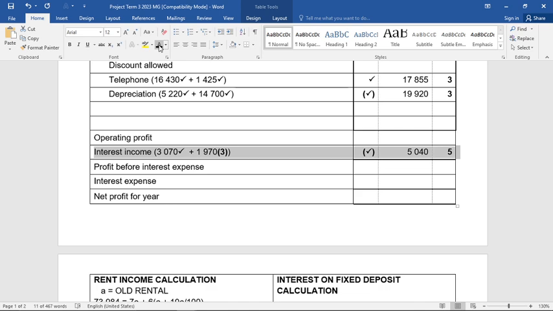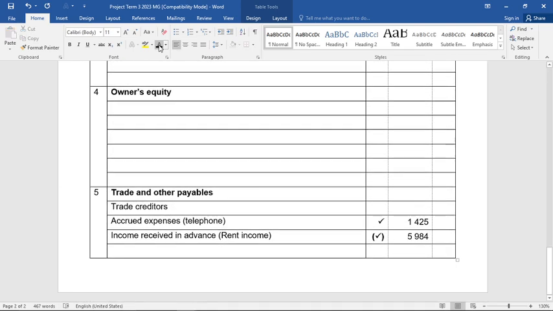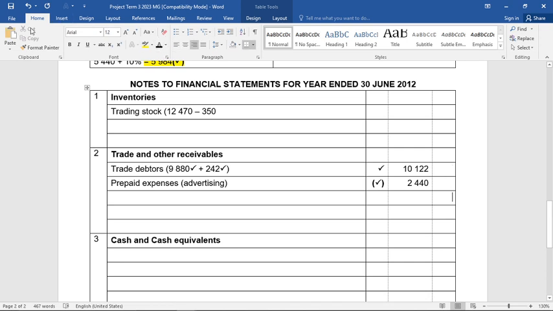Happy? The other adjustment: because you're not capitalizing your interest, you are waiting for some money. So you're going to treat this money as income accrued. There it is. Accrued income from the interest on fixed deposit amounts to 1970 under trade and other receivables. Just remember, if it was capitalized, we would add the 1970 onto the fixed deposit, and that would appear in the balance sheet.